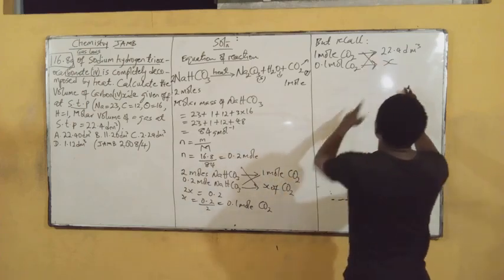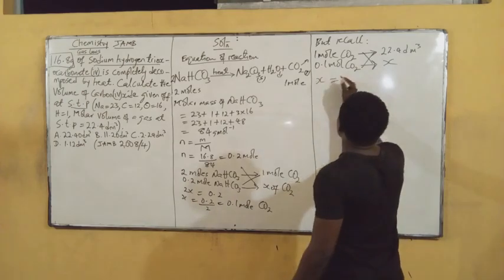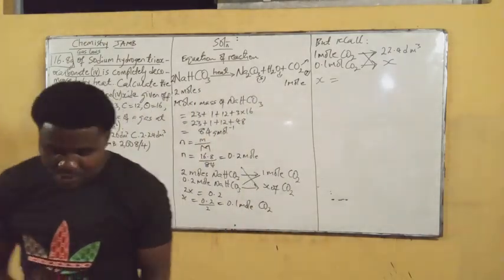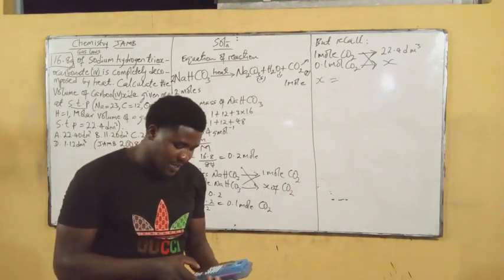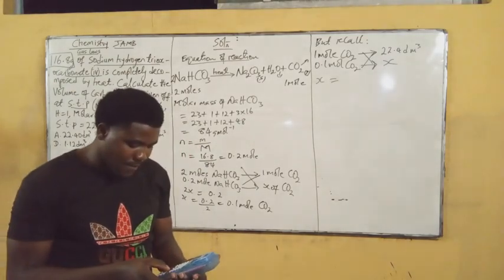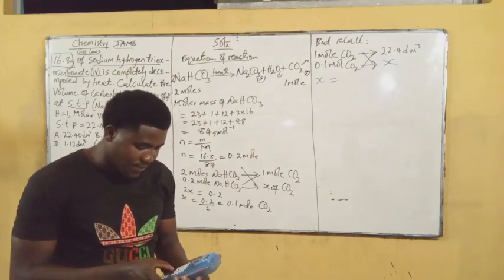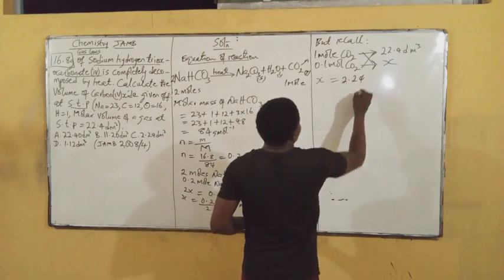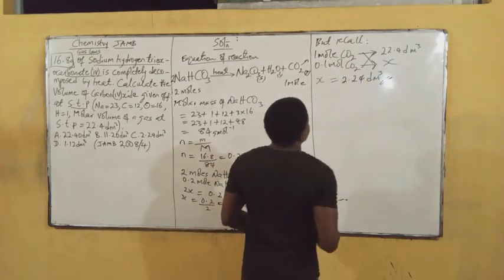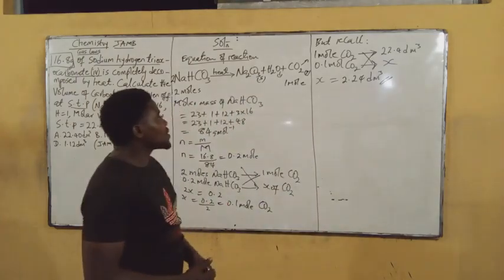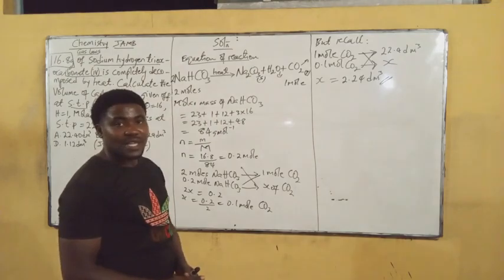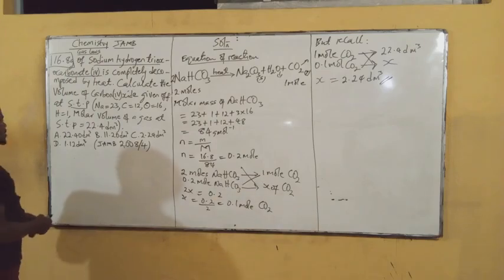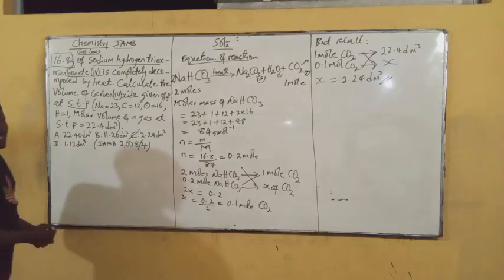Cross multiplying again, I'm having x times 1, that is x, equal to 0.1 times 22.4. This will give me 2.24, which is equal to 2.24 dm³, which becomes our answer. So 2.24 dm³ of CO2, that's carbon(IV) oxide, was liberated at STP. We'll go to the options and see which is the correct answer, which is option C. Option C is our correct answer.